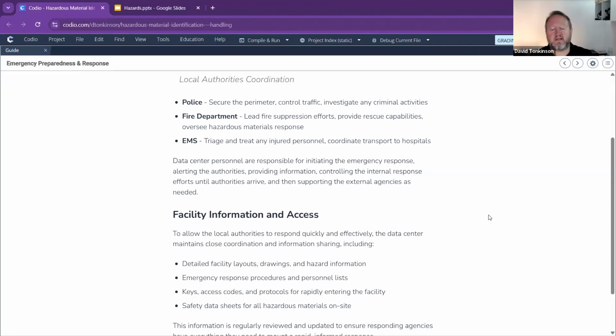There's got to be a data center person that is authorized and responsible for initiating the emergency response and coordinating it. It's not like anyone can simply phone up and go, we've got a big fire in our data center. No, it goes through a chain of command. The guy that's supposed to be in charge of that system then pulls the trigger and simply goes, yes, we've got a fire. Fire department's on the way. Police, EMS have been notified.